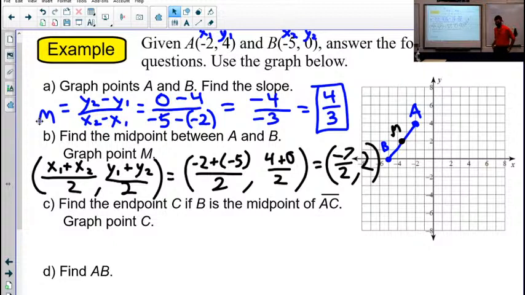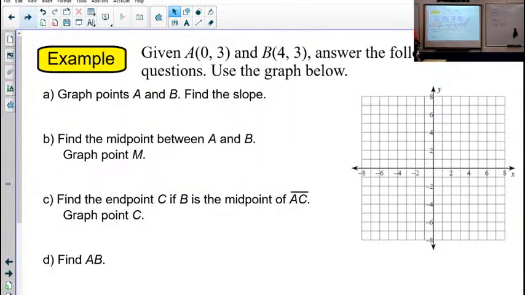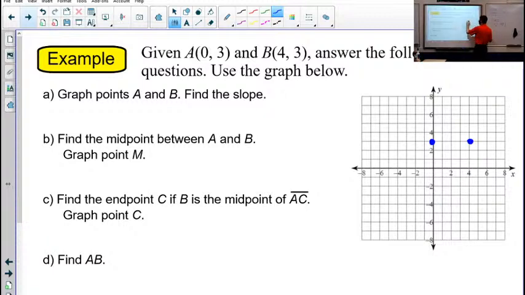Let's do one more. And remember, we said we're going to use the graph as a way to make sure that our answers make sense. So we're especially going to do that here. Because you should be able to look at the graph and make a good guess as to what our answers are. 0, 3, and 4, 3. 0 up to 1, 2, 3. And x-coordinate of 4 means we move to the right 4. Y-coordinate of 3 means we move up 3. So here's A. Here's B.